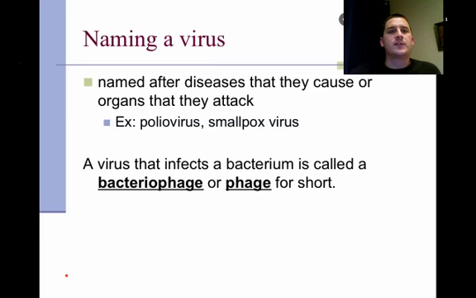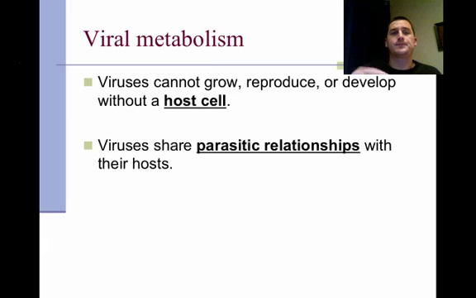First of all, we're going to start with how to name a virus. When you name a virus, you name it after the disease that it causes or the organs that it specifically attacks. So the poliovirus is called poliovirus because it causes polio. Smallpox virus, again, is called smallpox because it's what it causes. If a virus infects a bacterium, it's called a bacteriophage, or sometimes just a phage for short. So a bacteriophage, again, affects a bacterium.